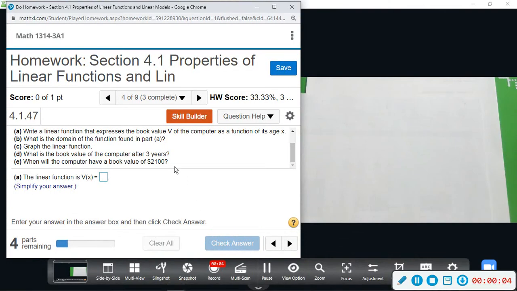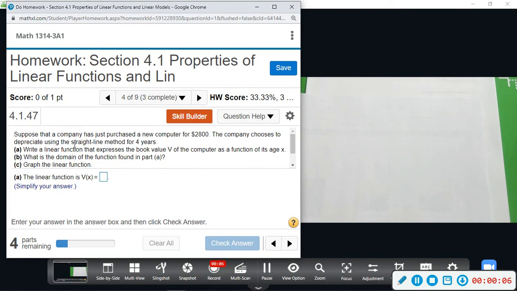Okay, question number 4. We have 5 parts altogether. It says, suppose a company just purchased a new computer for $2,800. The company chooses to depreciate using a straight line method for 4 years. So we're going to write a linear expression that expresses the book value V of the computer as a function of its age. We're going to write what its domain is from part A.